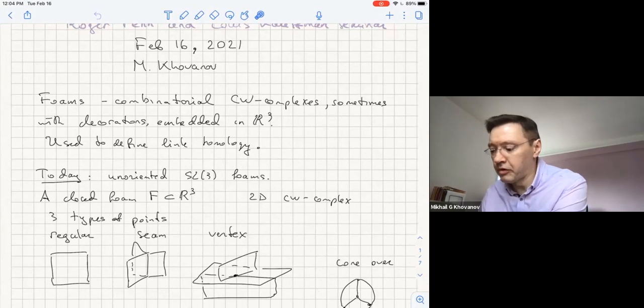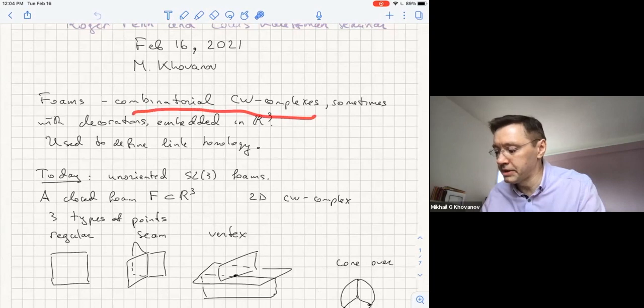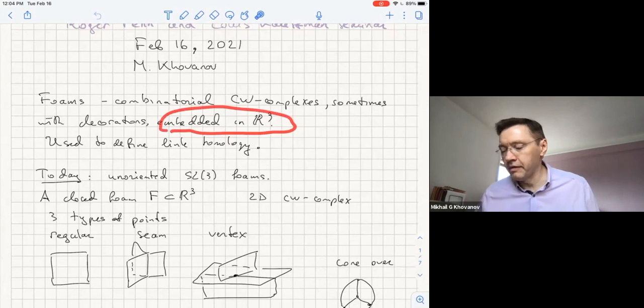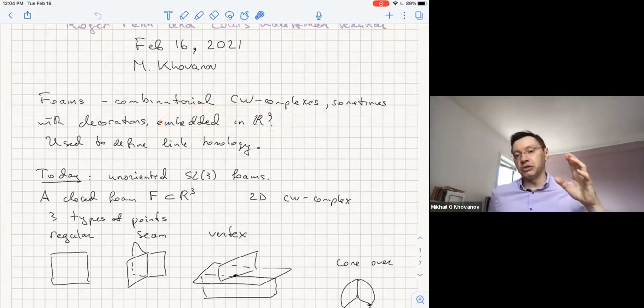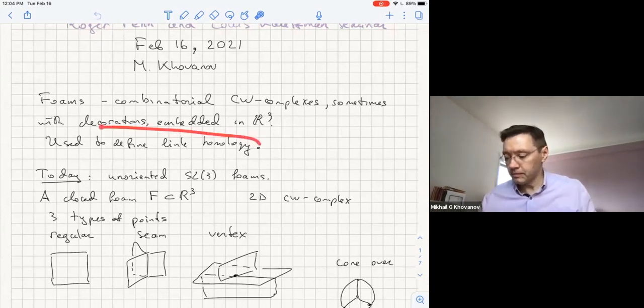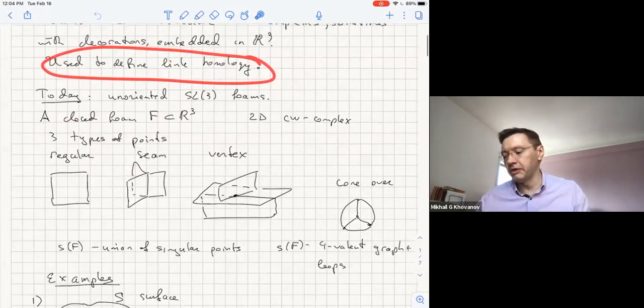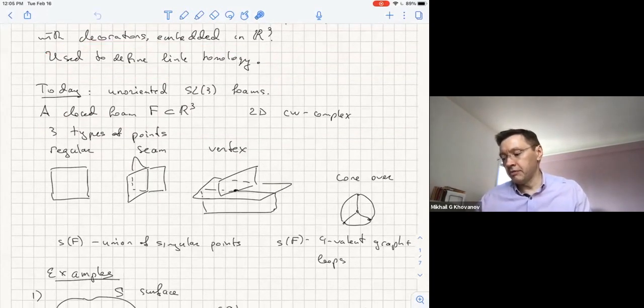So we're going to talk about forms. Forms are combinatorial CW complexes with some decorations, maybe of some local type, embedded in R3. They appear over time when we build link homology. So for link homology, forms are extremely useful. I'll tell you about a version of these forms and some particular evaluation of forms that can be used for SL3 homology, and then also for some more mysterious extension of this homology to planar graphs. And so let us start.